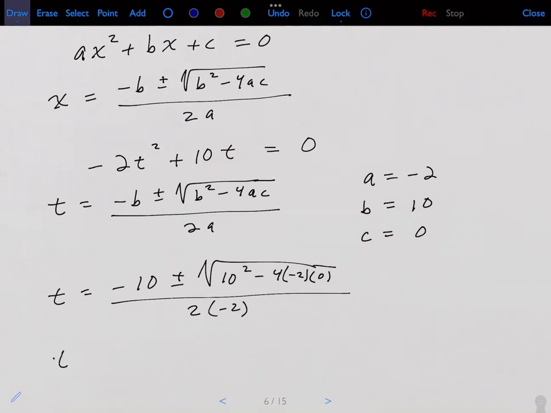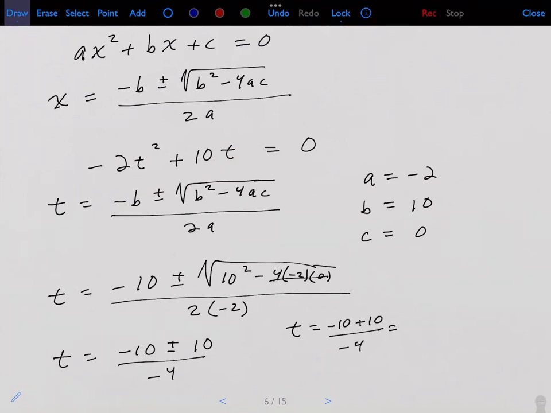Okay, so I have -10 plus or minus. If you look inside this radical, this term right here is 0, so it's gone. And then 10 squared is 100, but the square root of 100 is 10. It's going to be 10 divided by 2 times -2, which is -4. So one solution is t equals -10 plus 10 divided by -4.